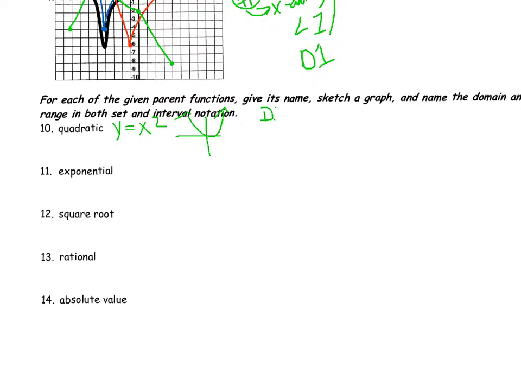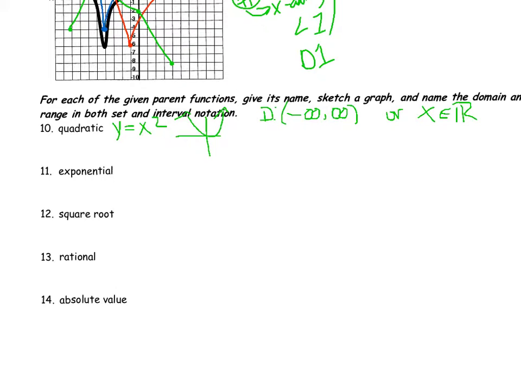Domain, because it goes all the way to the left and to the right, will be negative infinity to infinity in interval notation, or x is an element of all reals in inequality notation, okay, because it continues to the left and to the right.